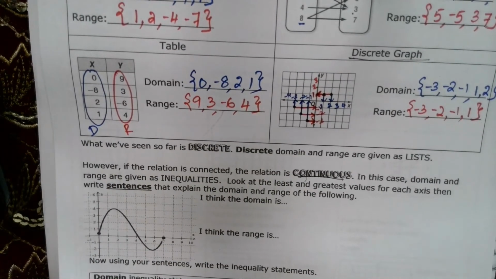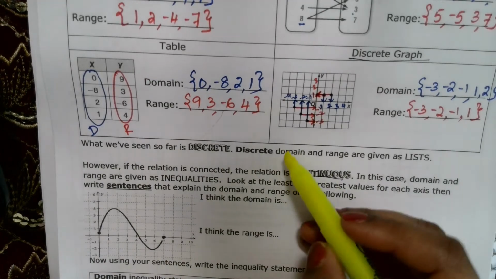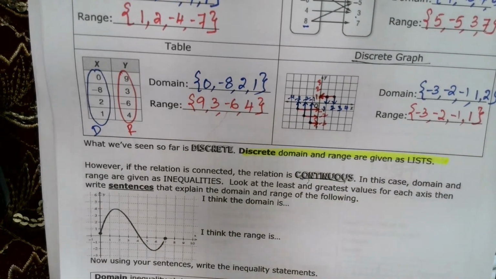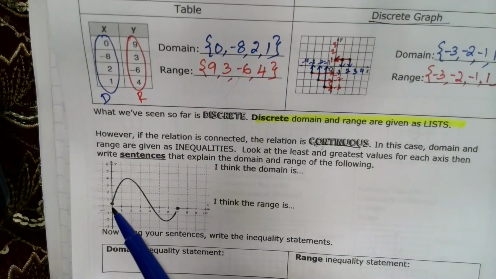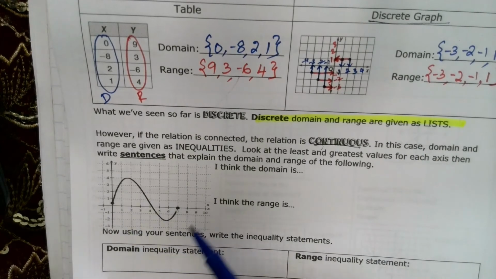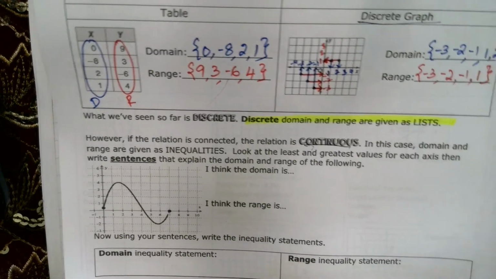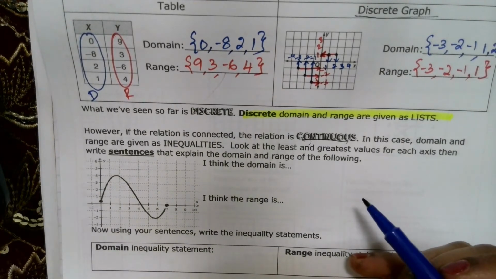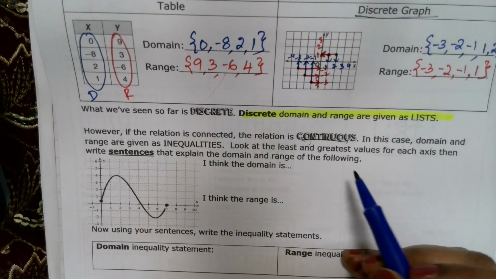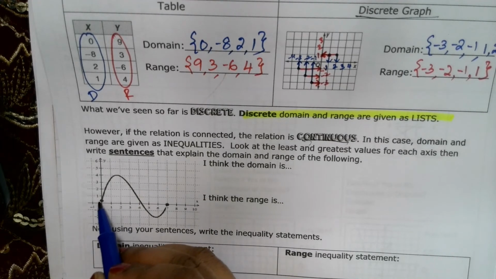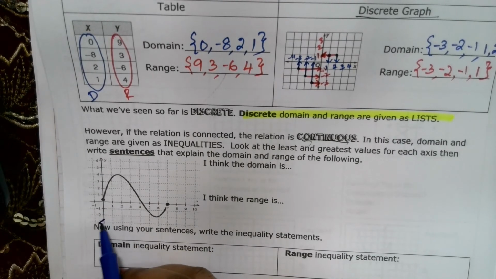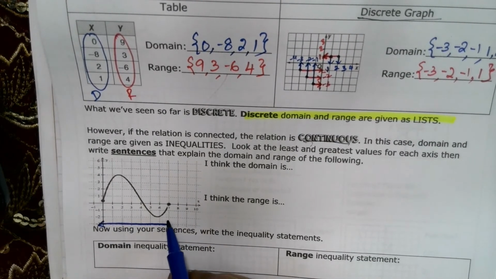So again, we can say that in a discrete graph, the domain and range are a given set of points. Whereas in a continuous graph, the points are connected and form a curve or a straight line. We look at the graph and talk about its domain and range. To talk about the domain, we see how wide the graph is spread out.